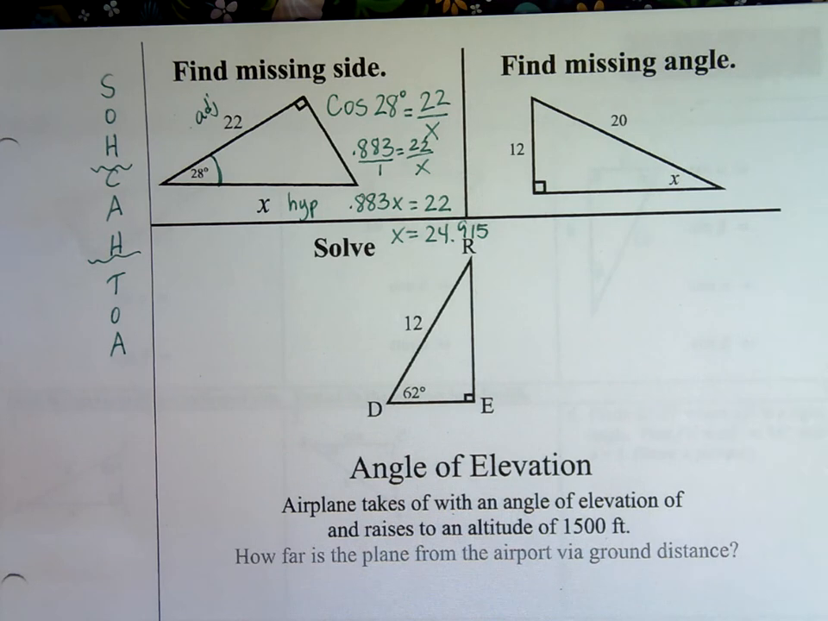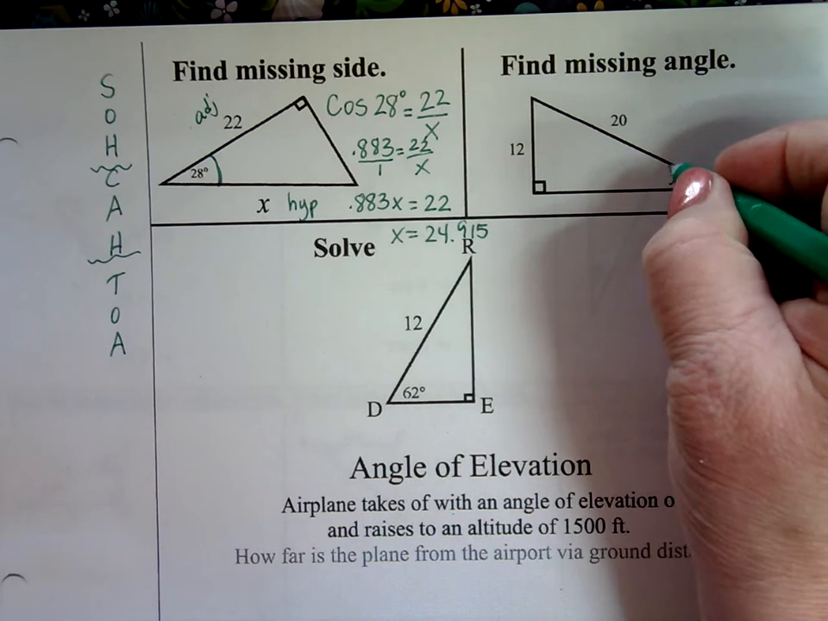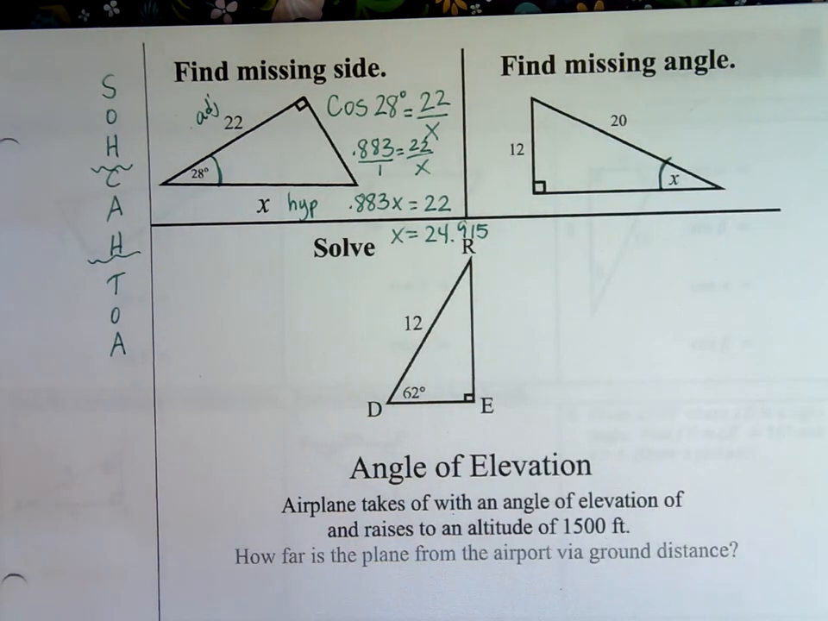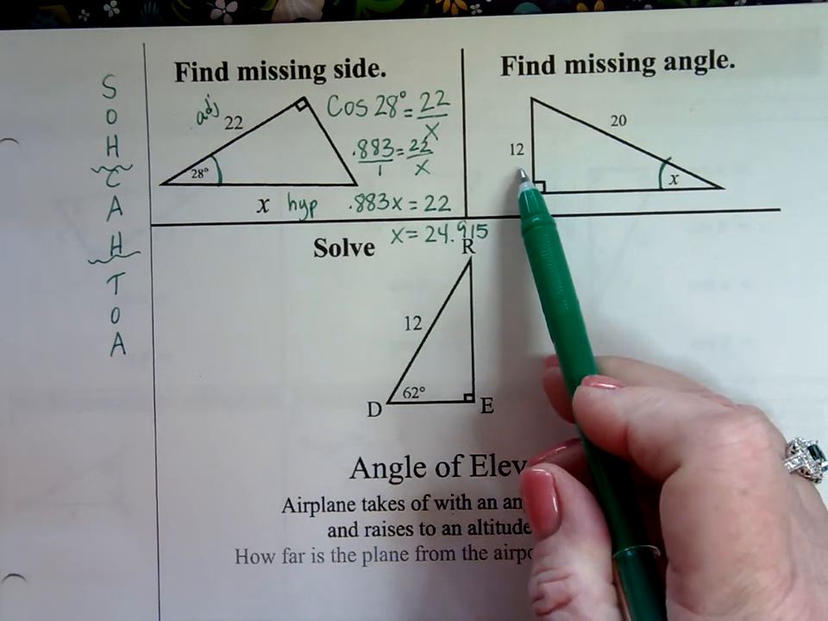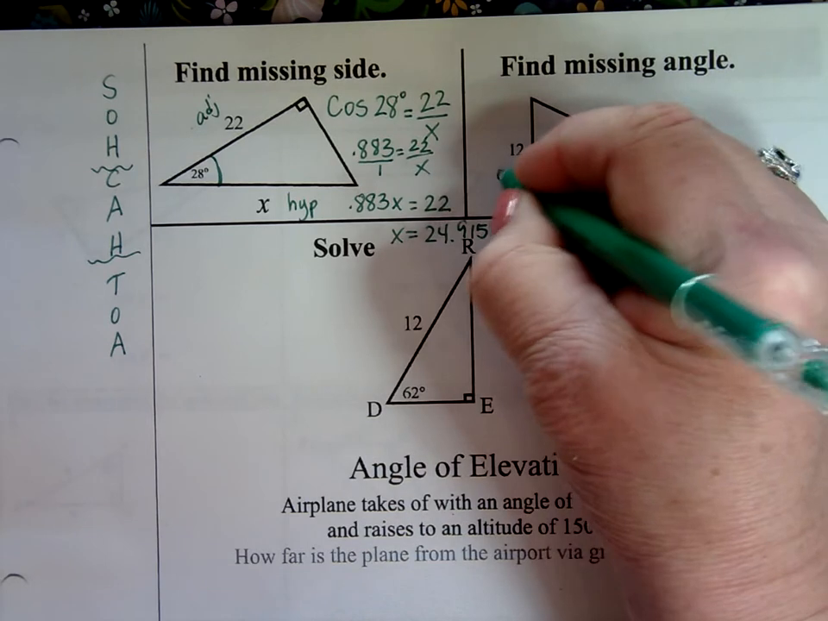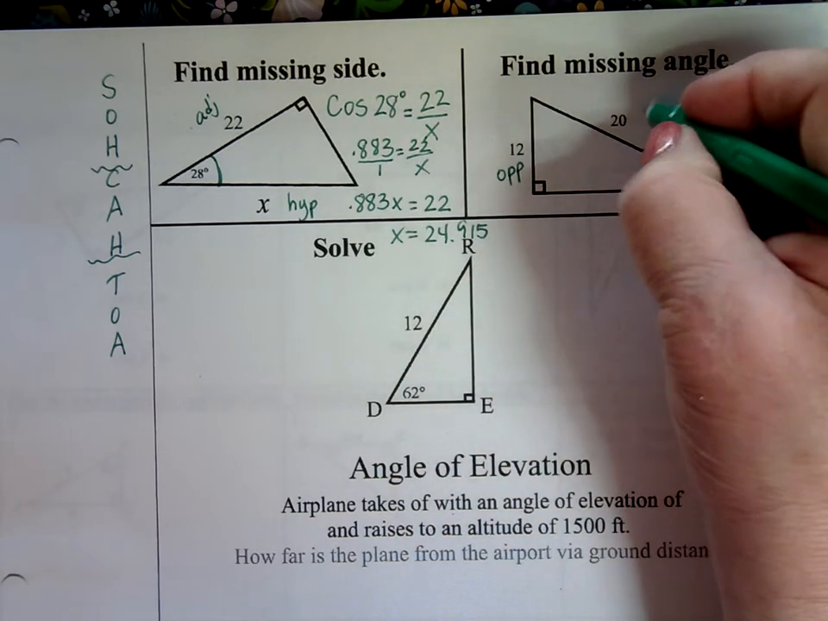All right, finding a missing angle. How about if you have an angle that's missing? Well, here's where the angle is. You still want to label up your sides as to who's the adjacent, opposite, or hypotenuse. And again, I'm only doing it for where they give me numbers. So this one, 12, is opposite. And the 20 is the hypotenuse.